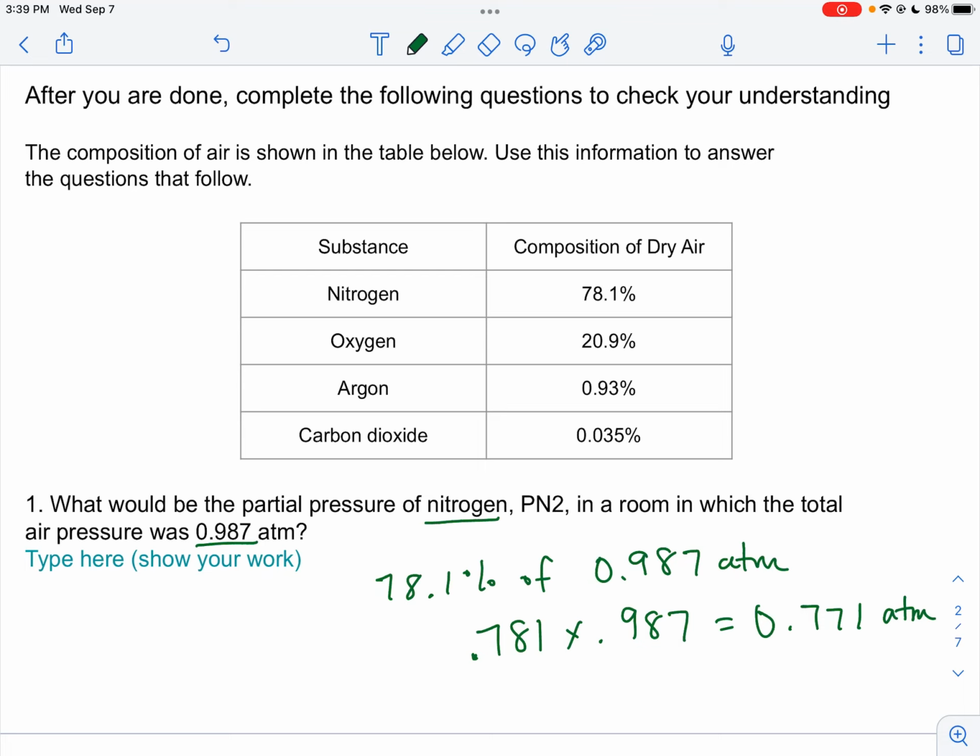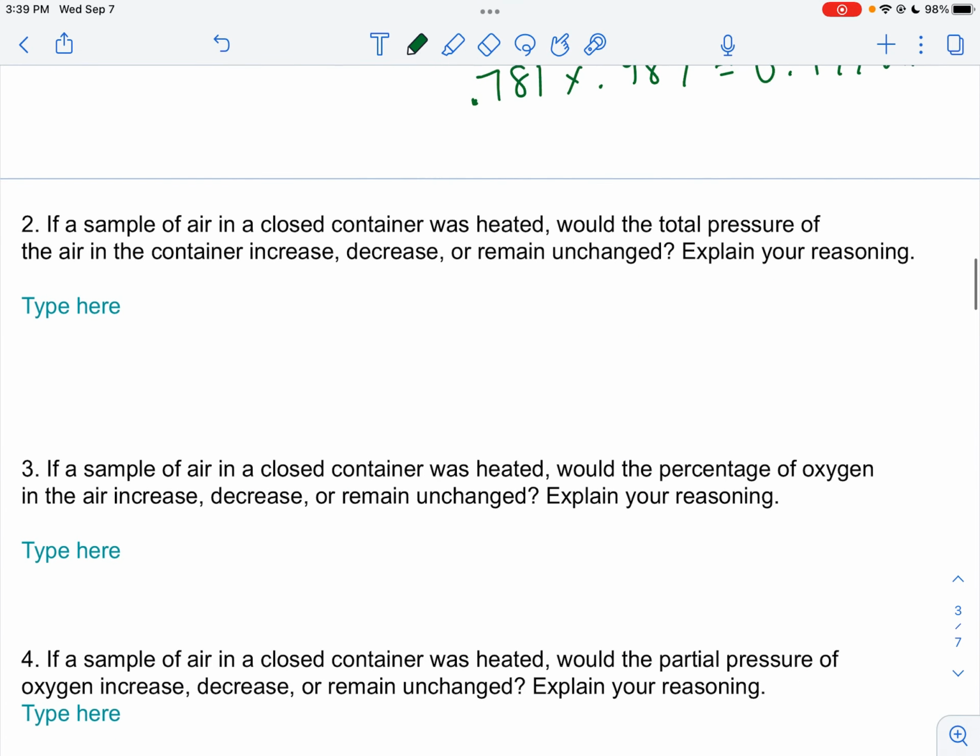Now I could go through and do all of these the same way, right? Multiply them by the total and get how much each little part really is. And I know that all of these parts are going to add up to my total here, 0.987. So all I'm talking about is just a mixture of gases.